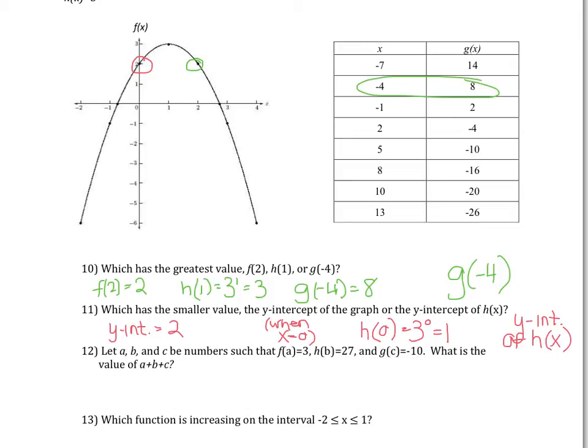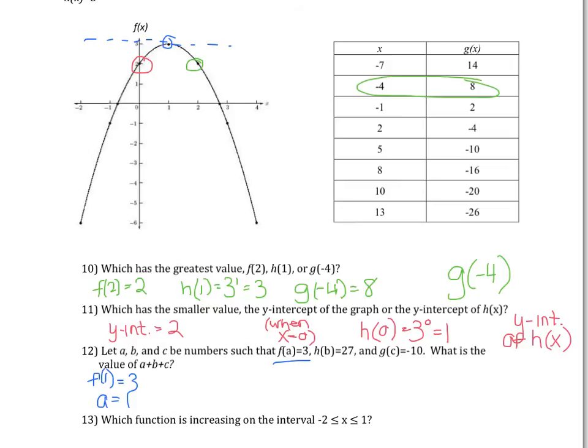Number 12 says, let a, b, and c be numbers such that f of a equals 3, h of b equals 27, and g of c equals negative 10. What is the value of a plus b plus c? The first thing we need to do is find out what is a, what is b, and what is c. So f of a equals 3 is saying when our graph here, when y equals 3, what is x? And that means f of 1 equals 3, so a equals 1.